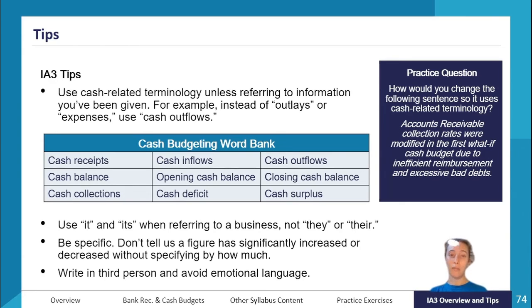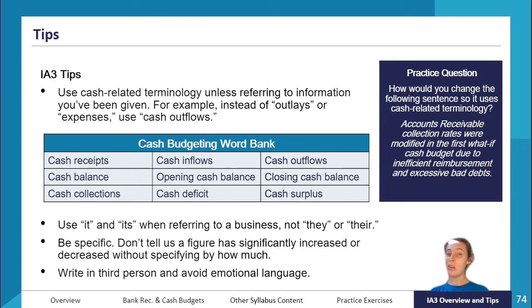Write in third person and avoid emotional language. This is writing a business report to a manager or an owner. You're not wanting to generate an emotional response from an audience, so don't use words like "horrific situation". You want to be more neutral than that. You're professional, you're talking to the business owner, so you don't want to dramatise what you're talking about. You don't want to alarm the person.